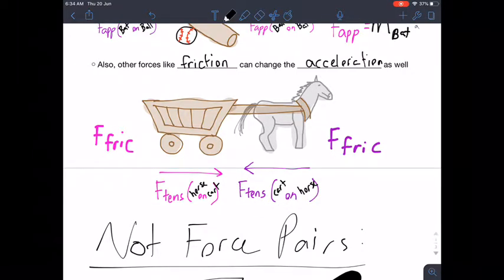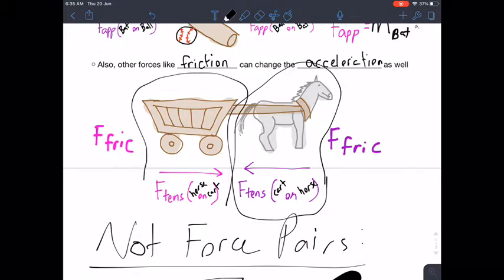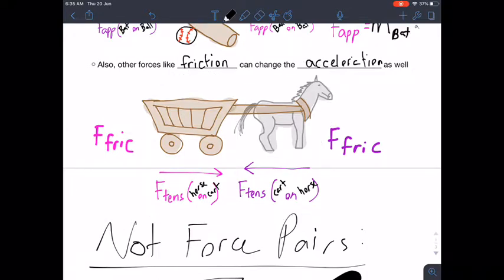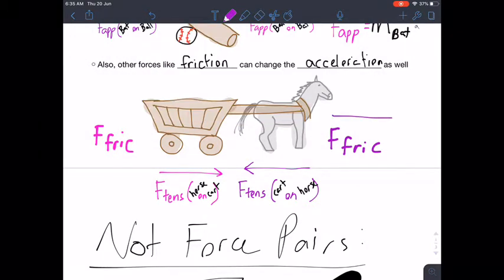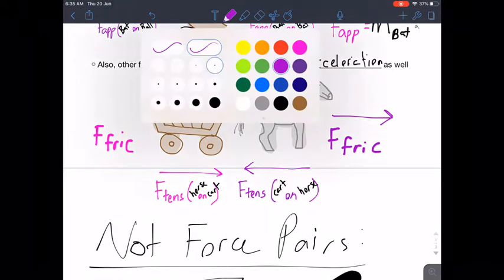And the reason they don't cancel out is, first of all, this is a force on the horse, and that is a force on the cart. And so they cannot cancel because they're not on the same objects. Another reason is there are other forces involved that we might not think about. So the force of friction between the horse and their hooves, like right here, the horse is pushing their hooves back and friction is pushing forward. That's why friction is pushing forward on this horse.